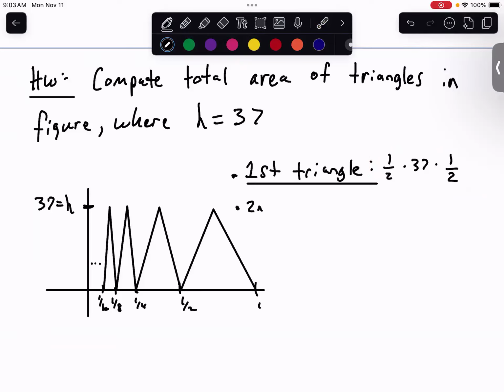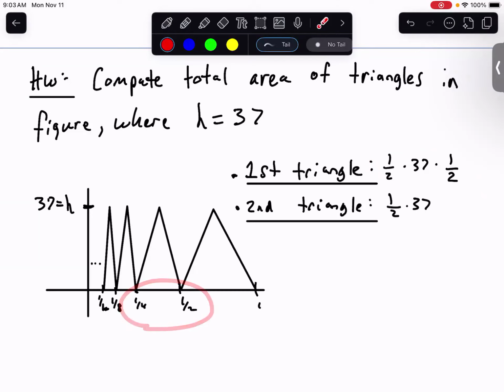So the second triangle is going to be the following. So we still have half of base times height. We still have this 1/2. We still have this 37. The only thing that changes is going to be the base of the triangle. We're going from 1 over 4 to 1/2. So the total distance is given by 1 over 4. You can do 1/2 minus 1 over 4 to determine that this will be 1 over 4. And then I'll do one more before writing out the general equation.